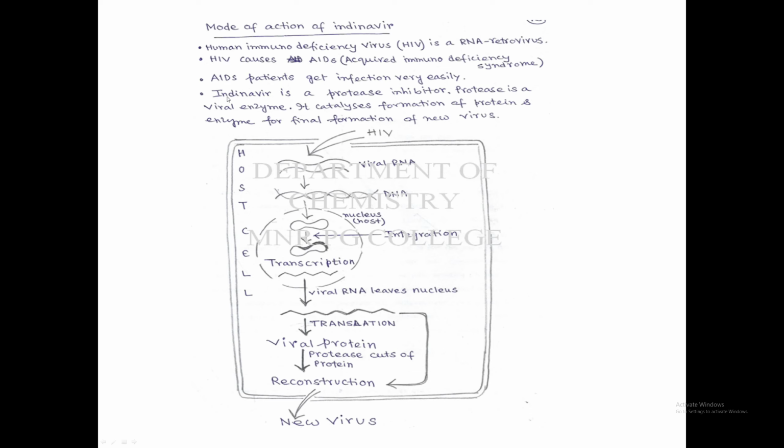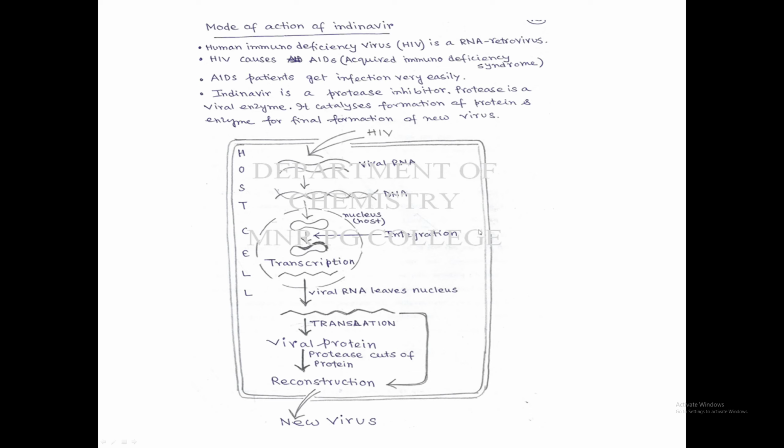Now indinavir is an example of an enzyme inhibitor, which means it interacts with the active site of an enzyme, and the name of that enzyme is protease. Which protease? This protease is present in that retrovirus. That protease can be targeted by indinavir. What is the role of this protease enzyme? It catalyzes formation of protein and enzyme for the formation of new virus. Now let us see the pictorial representation of the mode of action of indinavir.